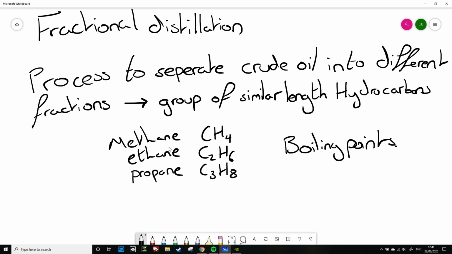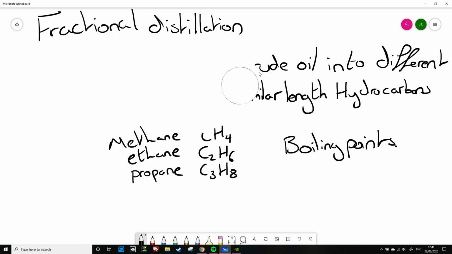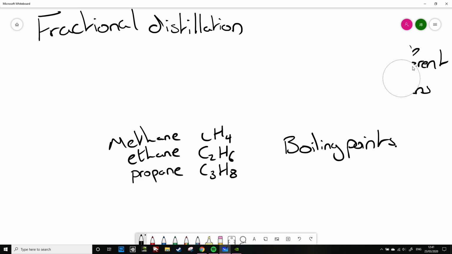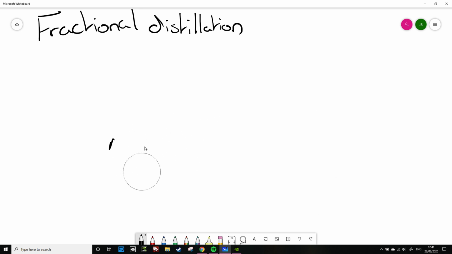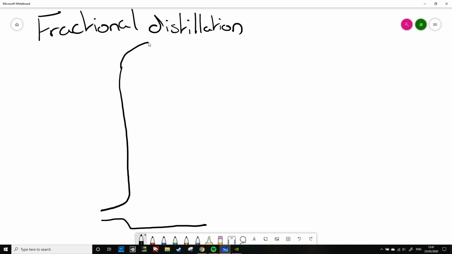Okay, so let's talk about actually what goes on in fractional distillation. Now this is done in giant plants, power plants, and it's not done on a small scale, but it can be done in a school lab. However, I can't show you that right now. But what will happen is we will have a giant vat. And it should look a little like this.